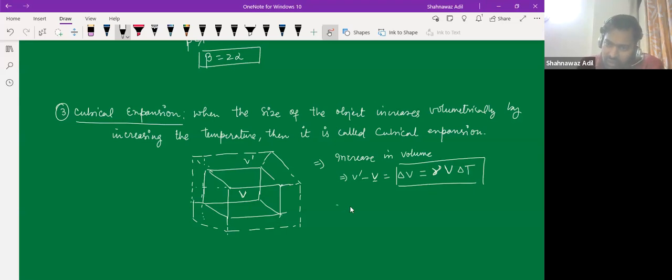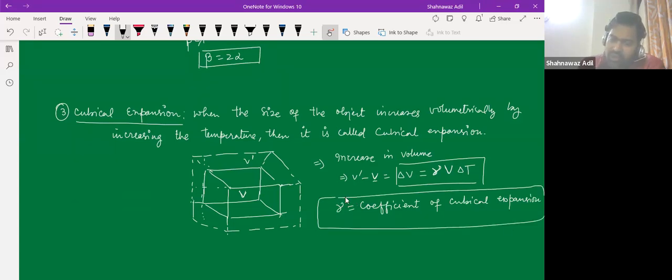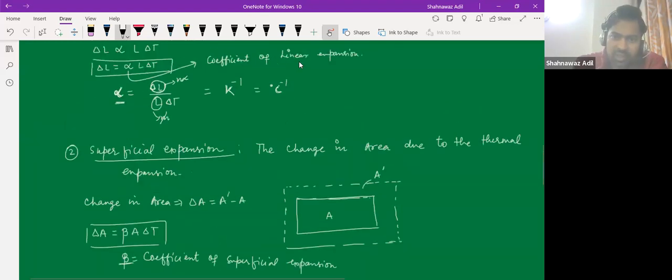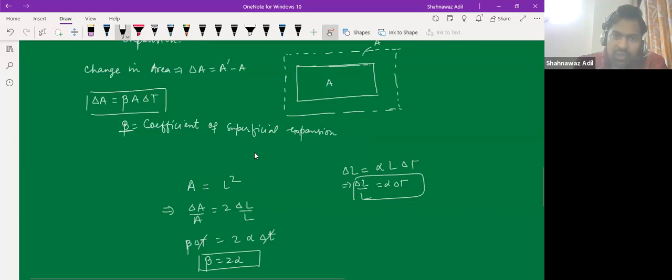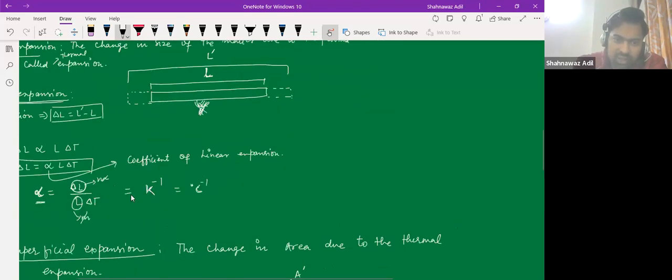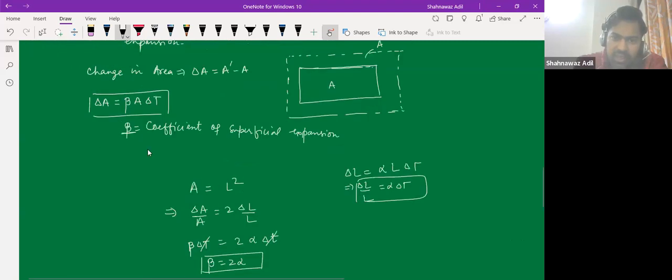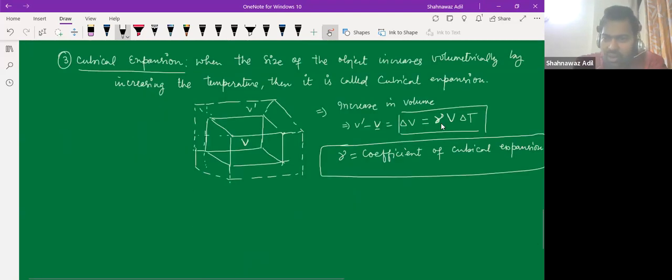So again, this gamma is the coefficient of cubical expansion, right? So this is the coefficient of cubical expansion. And then we'll study how these coefficients of expansion are related with each other. So how this alpha, this beta, and this gamma are related with each other, right?